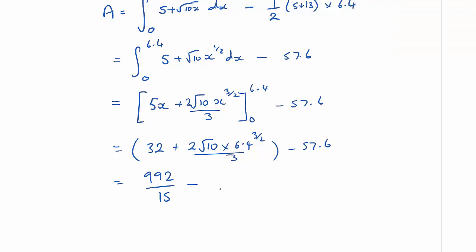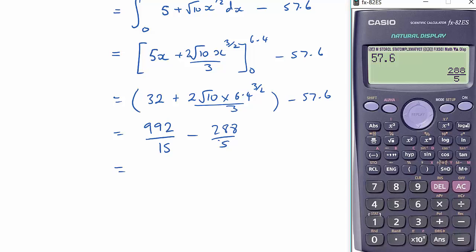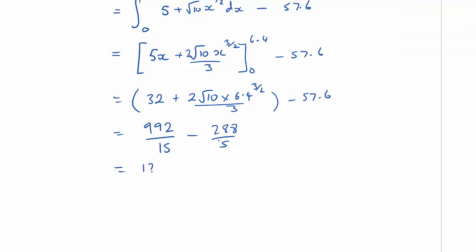That was 288 over 5. We can actually get a nice fraction out of this rather than a decimal. So we've got 992 over 15, take away 288 over 5, which is 128 over 15. Square units.